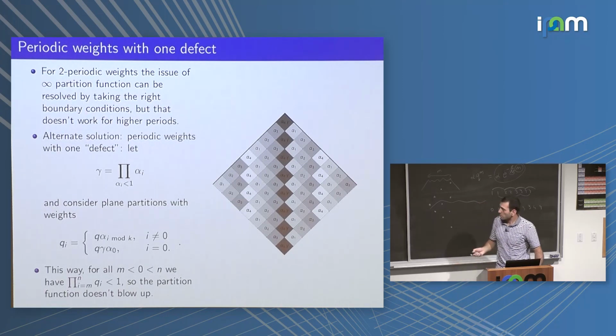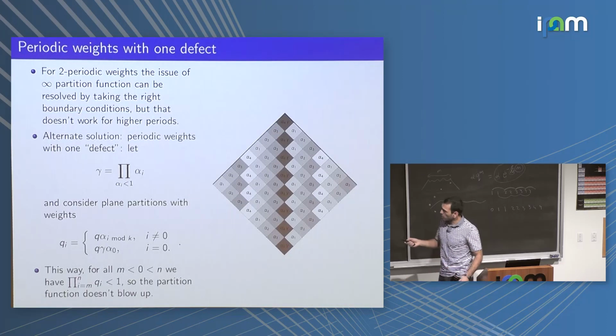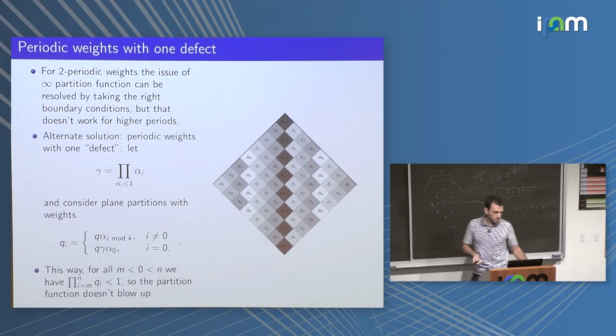which makes sure that the partition function is finite. So if you had these alphas, which were basically the weights alpha 1, alpha q1, q2, q3, q4, and so on, which grew like the alphas, just look at all the alphas which are less than 1, take their product, and multiply the weight on the middle slice by that. So you're basically studying periodic weights where the weights are periodic everywhere except this middle slice. This makes the partition function finite.